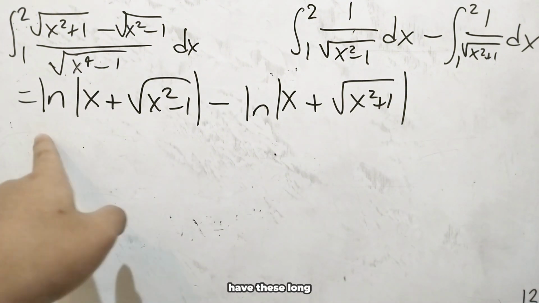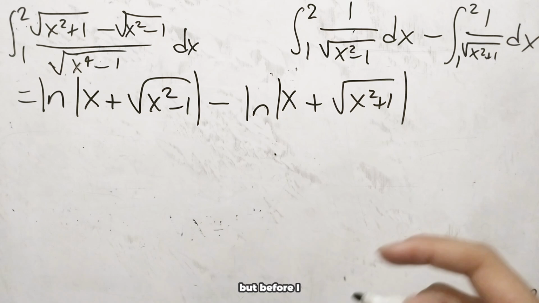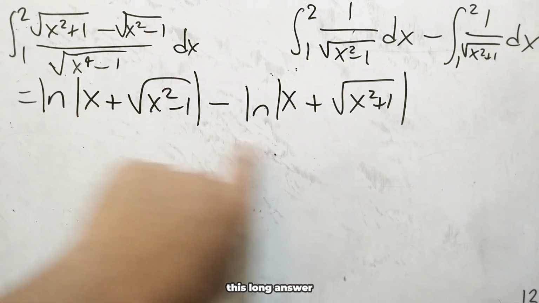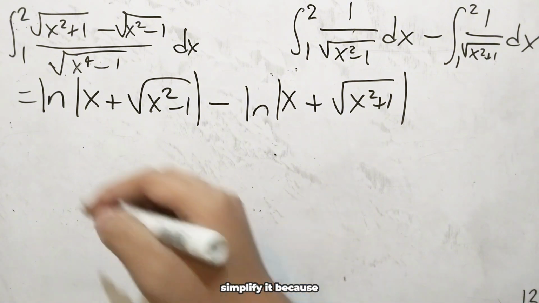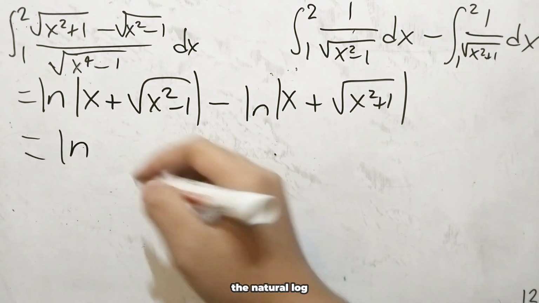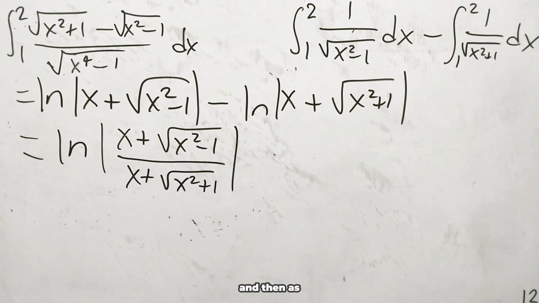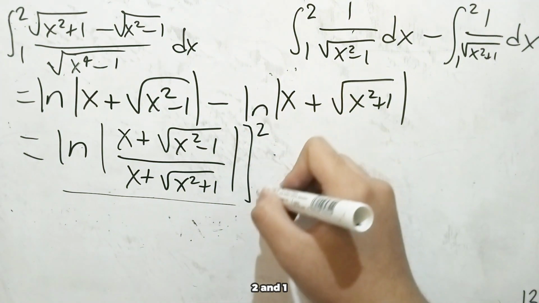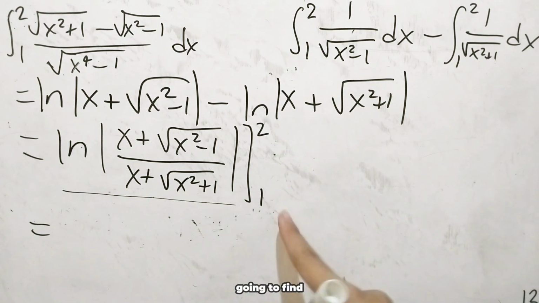So then we have this long answer. Before I substitute the values in of 1 and 2, I'm going to simplify it. Because these are logarithms, I can just divide them, right? So this is just gonna be the natural log of this divided by this, because this is a minus sign. And then as you can see, I have this answer right here. But then after I get this, I'm going to evaluate this from 2 and 1. So first off, I'm going to evaluate it from 2, and then I'm going to find it from 1.